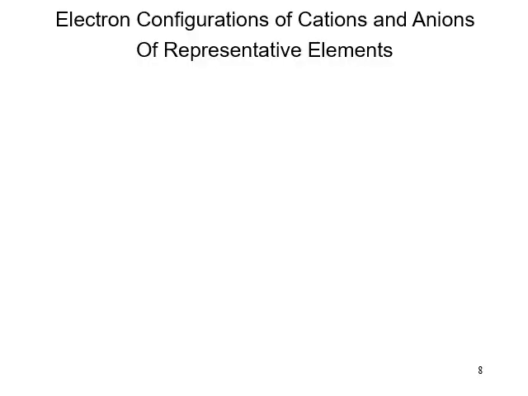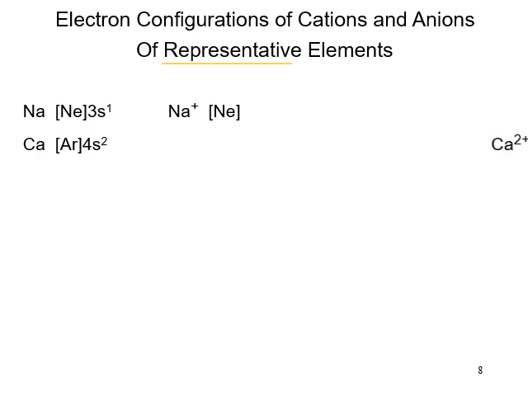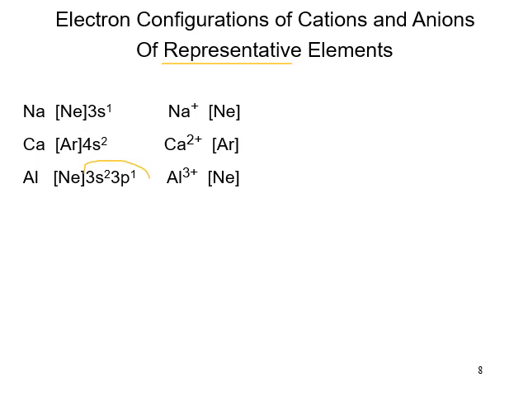Now, looking at what I was talking about earlier, the electron configurations of cations and anions of representative elements, remember representative elements are those A groups. So when sodium, for example, forms a cation, it loses its 3s1 electron, which makes sense. When calcium becomes positive 2 charged, it loses both of its s electrons. Aluminum becomes positive 3 charged and loses all of those electrons on the outermost shell. These are valence electrons. Valence electrons are the outermost electrons outside of the core. Remember, the core is this noble gas.